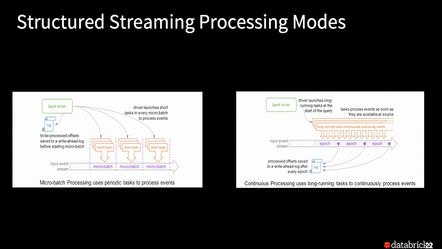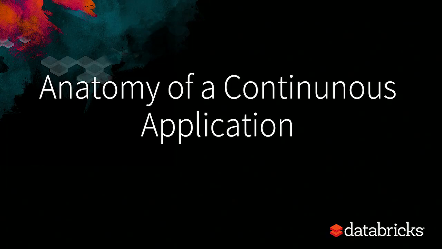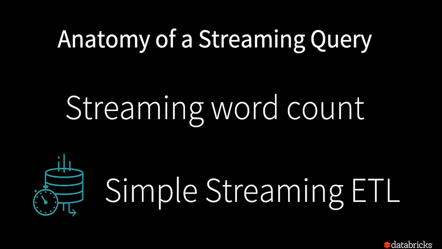So those are sort of the two processing modes, right? And this is sort of at the conceptual level what it is. Now let's look at the footprint of what a continuous application looks like. What is the anatomy of a continuous application? Let's take an example of a simple ETL, a simple ETL with streaming word count.